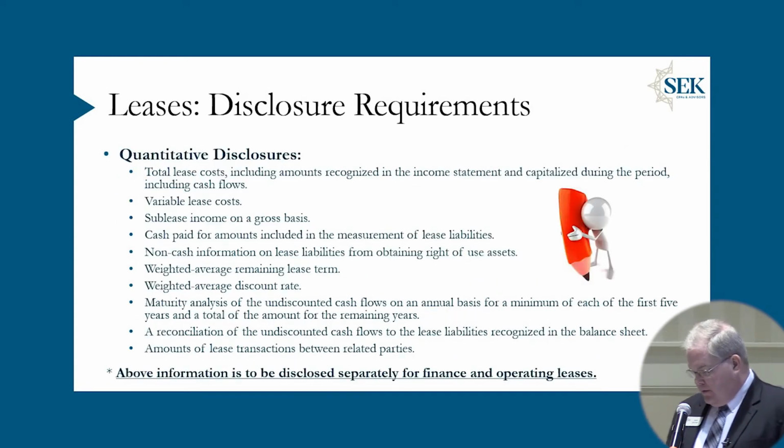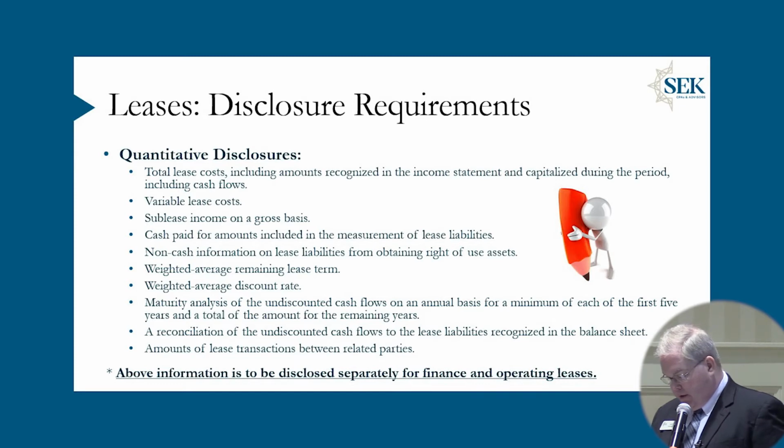Quantitative information is exactly the same. There's a lot more information that is required to be disclosed. There's a listing here on my slide. The key piece here is at the bottom, additional info: all the above information has to be disclosed separately for finance versus operating. So if you have financing leases and you have operating leases, you can't combine them together and disclose them in one total. You have to disclose operating leases, all this information, and financing leases separately. So that is a requirement to be disclosed separately.